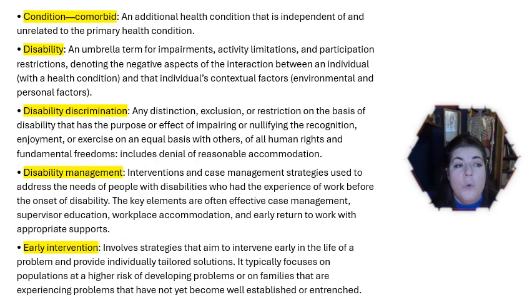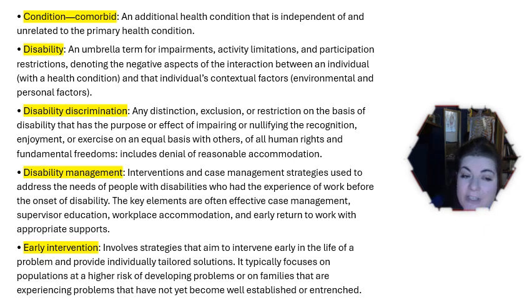All right, a comorbid condition or a comorbidity. This is an additional health condition that is independent of and unrelated to the primary health condition. This is a secondary disease that you have that was not caused by the disability, but you now also have it. Disability is the umbrella term for impairments, activity limitations, and participation restrictions.